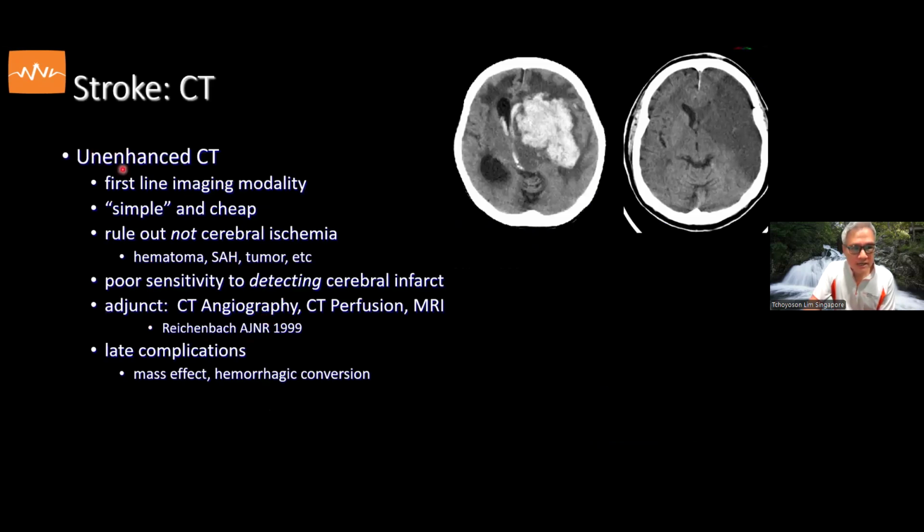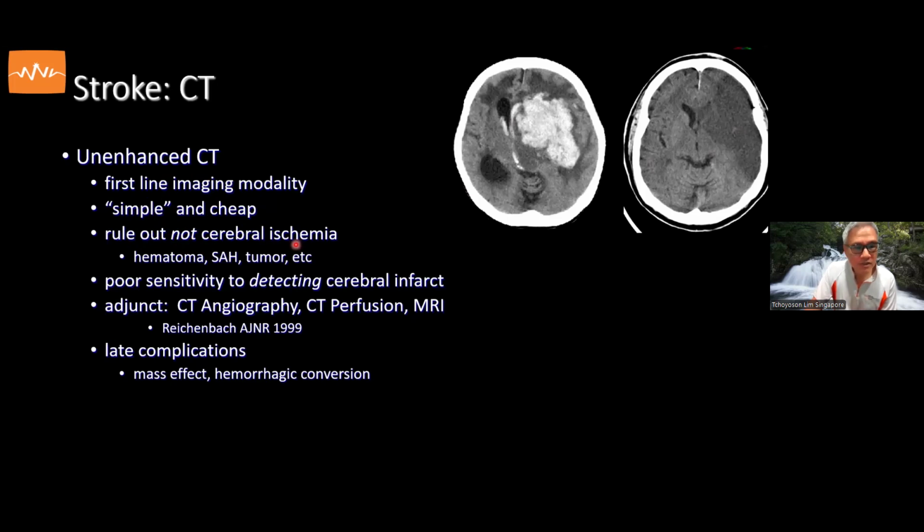So unenhanced CT is a first-line imaging modality. I showed earlier the hemorrhagic stroke versus the ischemic stroke. Clinically, we can't tell them apart. With a CT, it's very straightforward, it's simple, and it's cheap. In stroke, usually a CT is helpful to rule out those patients that don't have cerebral ischemia.